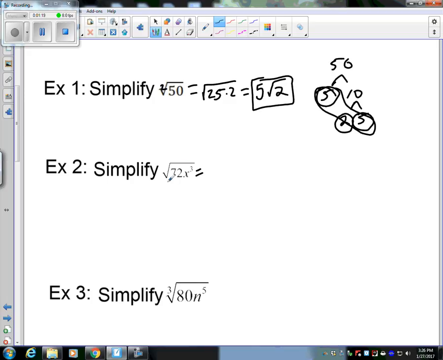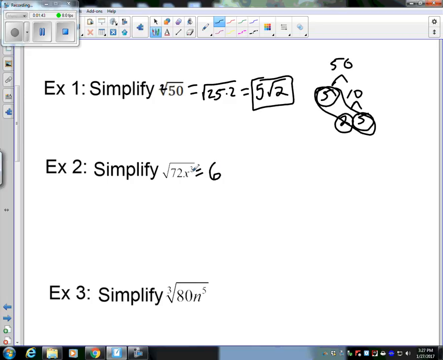So we have square root of 72. What perfect square can divide into 72? So perfect squares, you got to think of 4, 9, 16, 25, 36, 49, 64, just keep going. It never ends. The biggest perfect square that divides into 72 that I can think of is 36. So square root of 36 is 6.